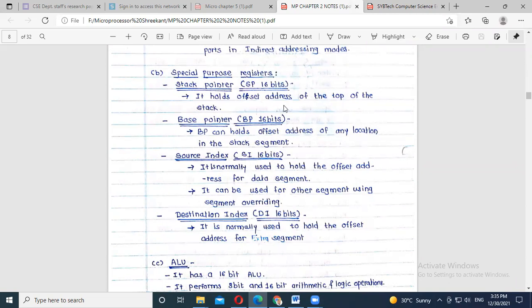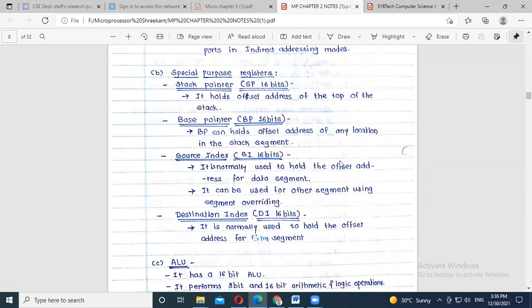As the top of the stack address, we are using the stack pointer. And also the base pointer, we have to use it for offset address. Stack pointer, we have to use it for top of the stack address. And the next one, source index, it is the source point location.